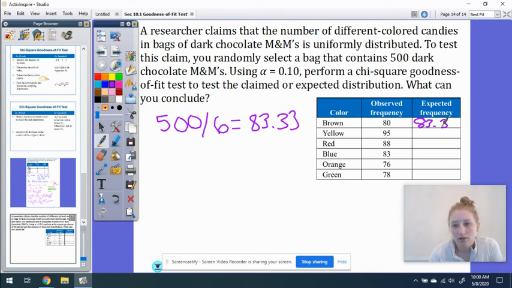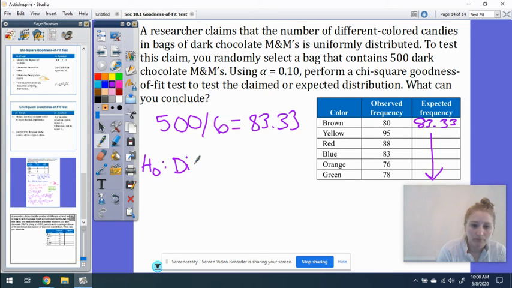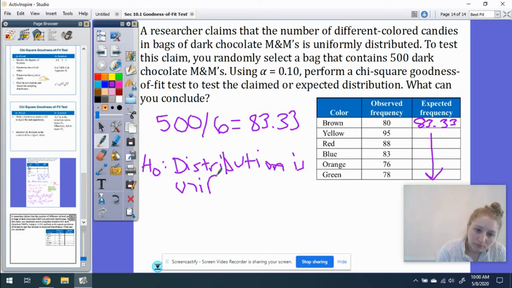All right, so I'm just going to go to 83.33, which tells me my expected value for each of these colors is 83.33 because I am expecting them all to be the same. All right, so in this case, my null is that the distribution is uniform. And then my alternative would be it's not uniform.